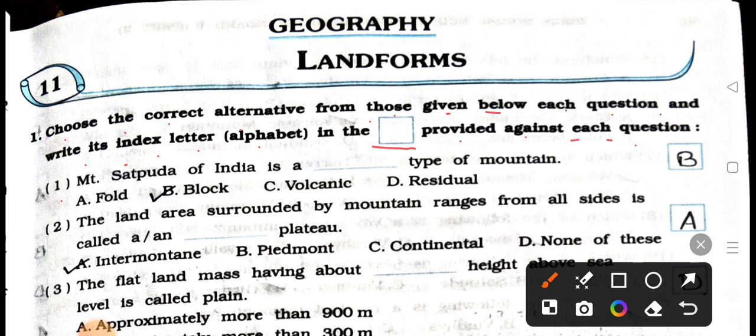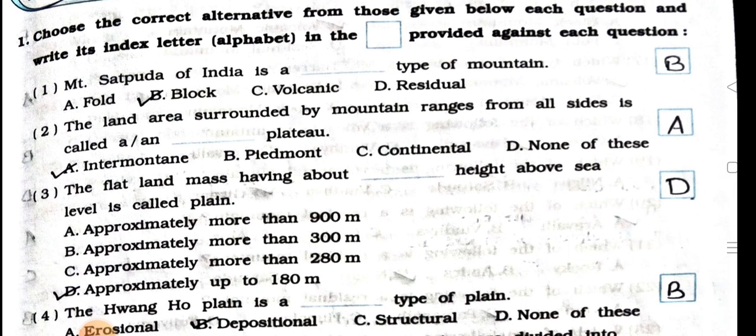Number 1. Satpuda mountain of India is a blank type of mountain. A, fold. B, block. C, volcanic. And D, residual. Answer is block. Now see the number 2.